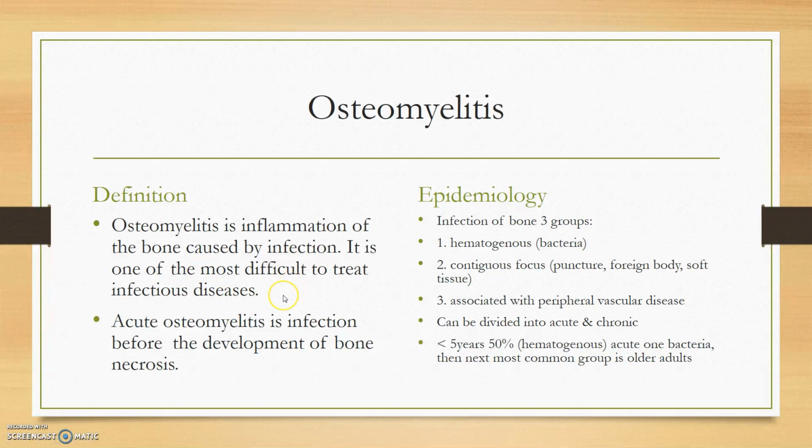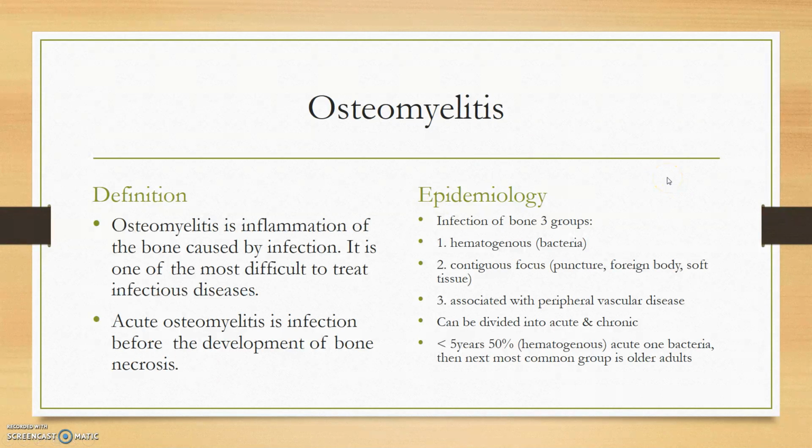It's one of the most difficult to treat infectious diseases, and actually you'll hear me later say we're trained to use the word arrested versus cured because it's very difficult to cure. We're going to focus more so on acute osteomyelitis for a few minutes. It's an infection before the development of bone necrosis, in contrast to chronic osteomyelitis, which already involves necrosis of the bone.